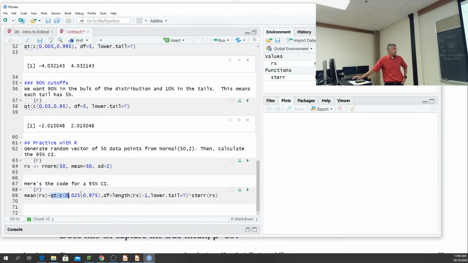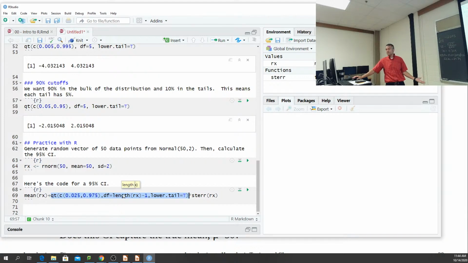So this gives us our cutoff values. That's going to give us a plus, and it's going to give us a minus. It's going to give us two values, whereas mean and standard error is only one. So when we do this, we're going to have a negative value, and then a positive value. Now, with the qt, we want a 95% confidence interval, so that vector is 0.025 and 0.975. 2.5% in each tail, which gives us 95% in the bulk of our distribution.